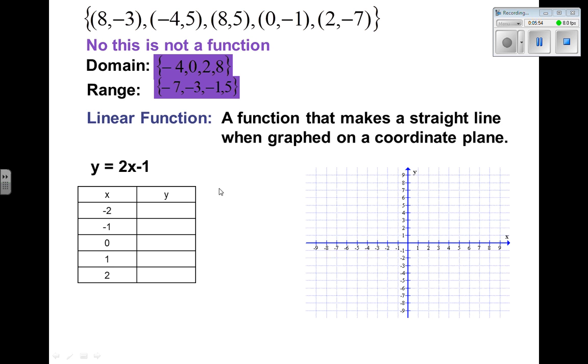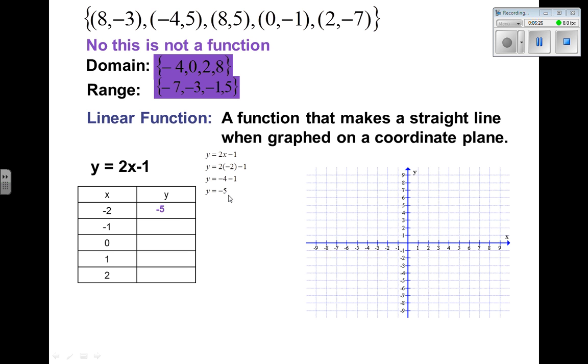So here I give you an equation, y equals 2x minus 1. I give you a table of values. With the x values listed, what you have to do is find the y values in order to make a point and then be able to graph them. So what I did was I take the value of x, which is negative 2, I substitute it into the equation y equals 2x minus 1, and I solve it using order of operations, or PEMDAS. I solve it for y, and I get y to be negative 5.